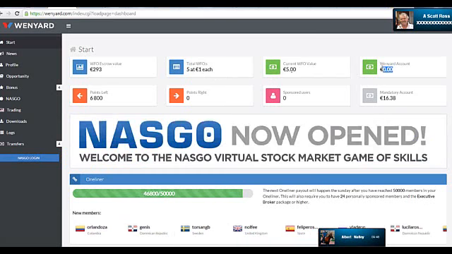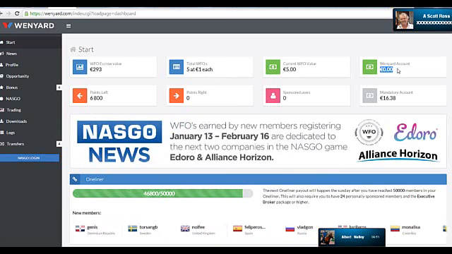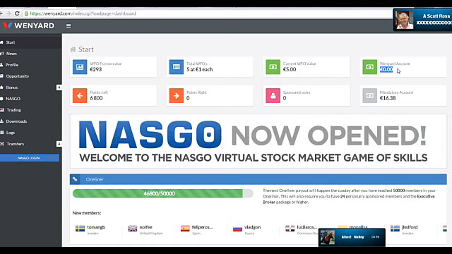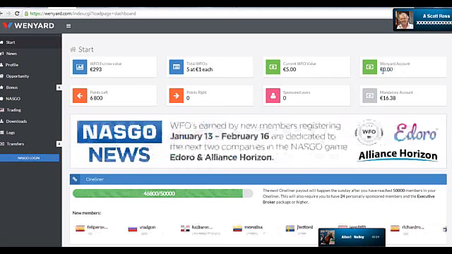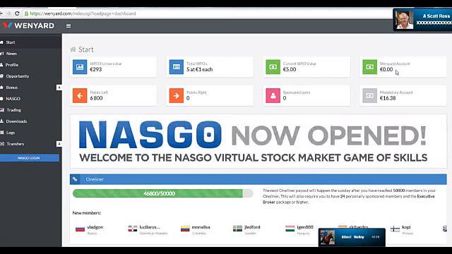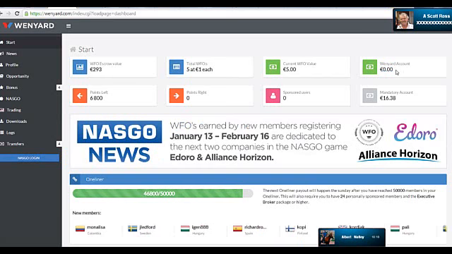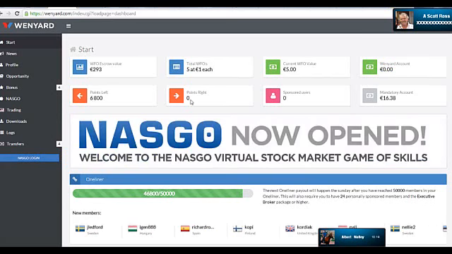Over here, where it says Wenyard account, this is actually your cash account. When you earn money, or if you put money into Wenyard, it will directly go into this account. Any earnings go into this account. Any funding will go into this account. This account can be transferred through another processor into your bank account, wherever that may be.